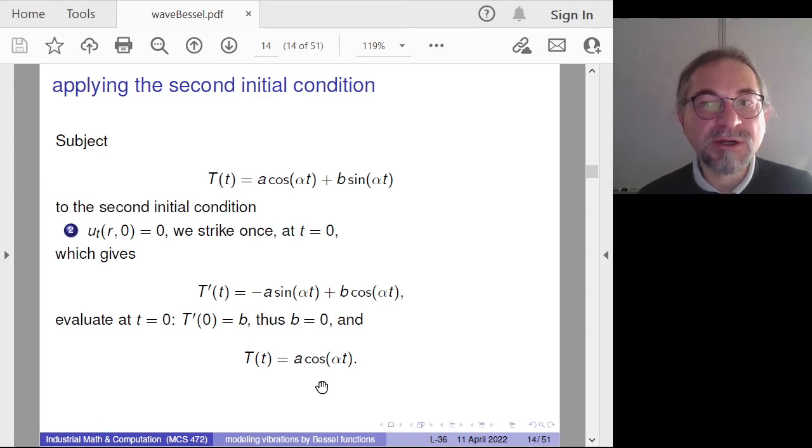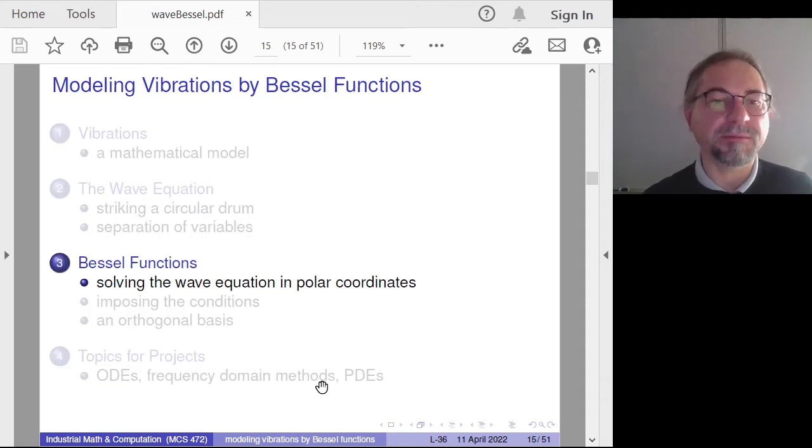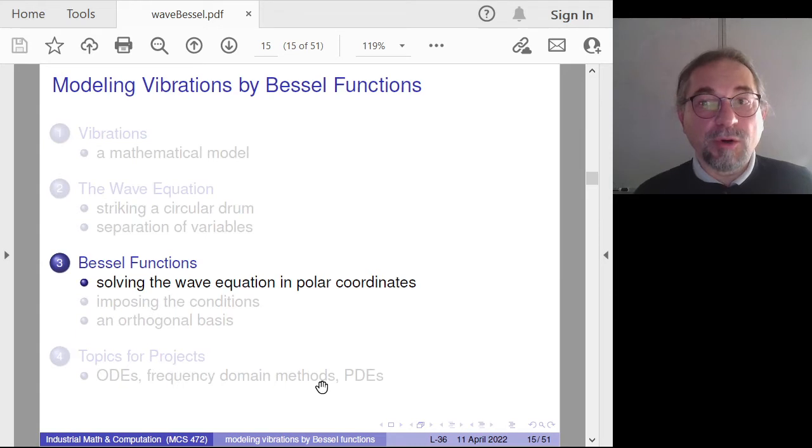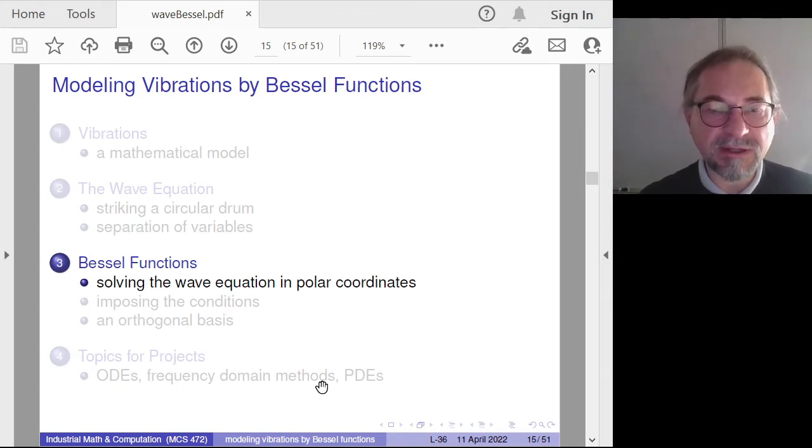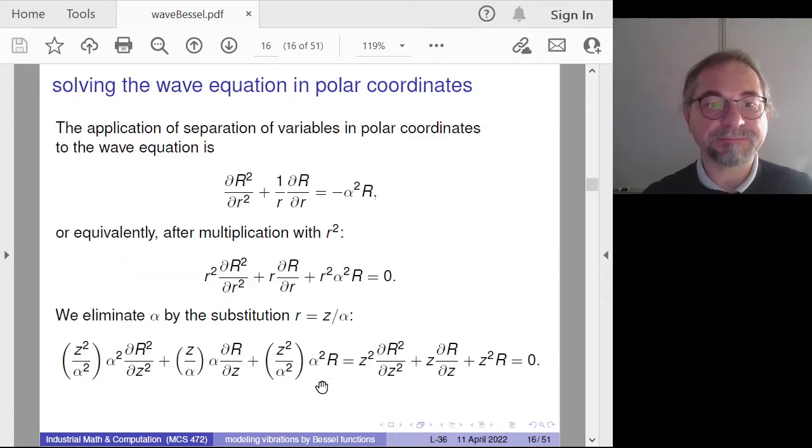Now, of course, with a partial differential equation, we don't just have one solution, but we will have infinitely many. So the decoupling helps us only a little bit. Okay, we dealt with time. Let's now look at space. So we are solving the wave equation in polar coordinates.